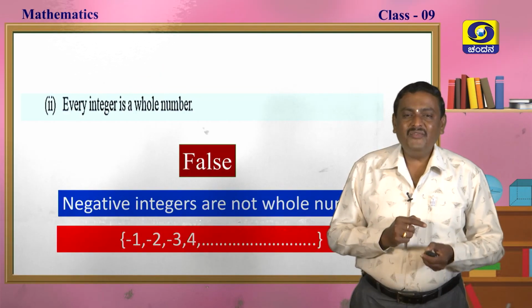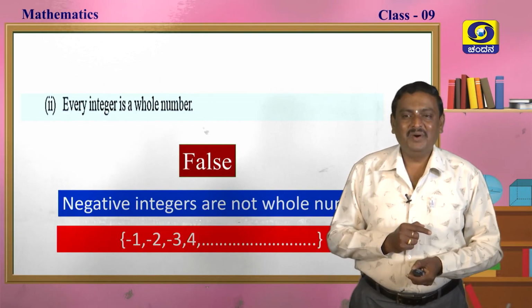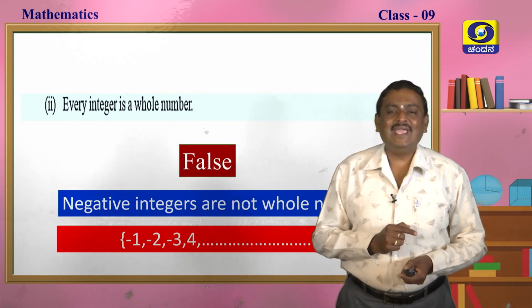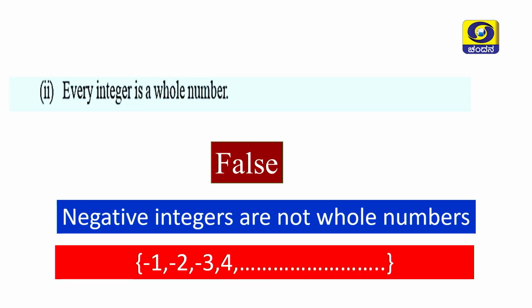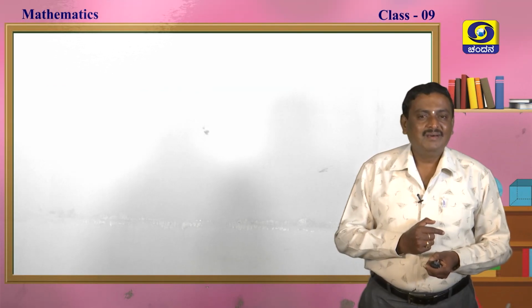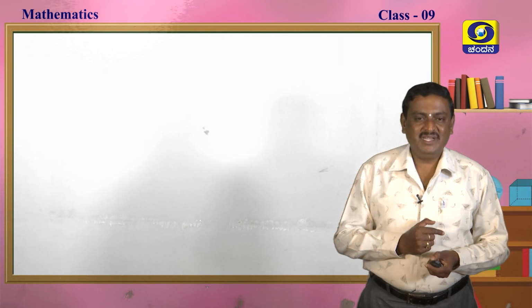Okay. Every integer is a whole number. The answer is false. Why? Negative integers are not whole numbers. For example, minus 1, minus 2, minus 3, minus 4. These are all negative numbers, not whole numbers, my dear students.